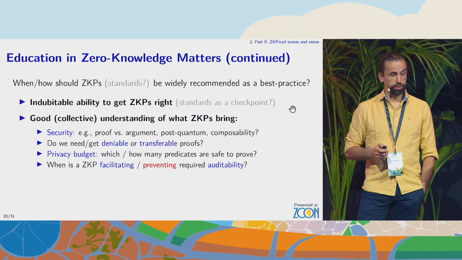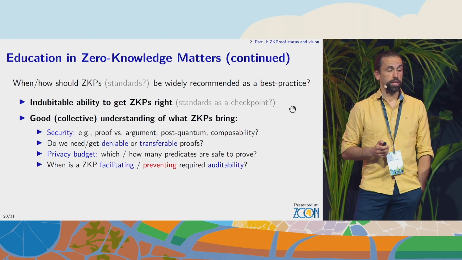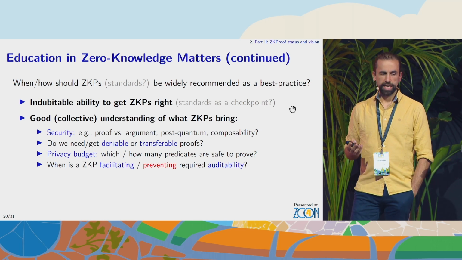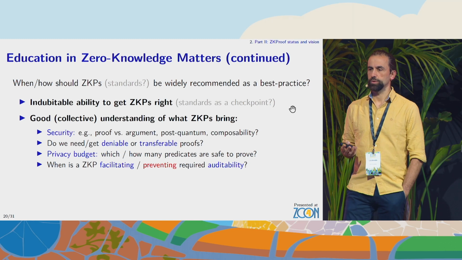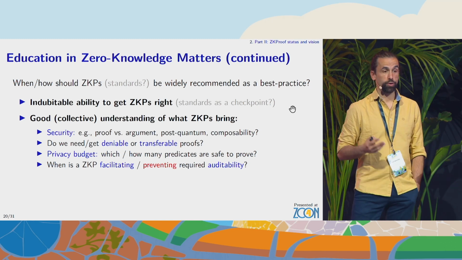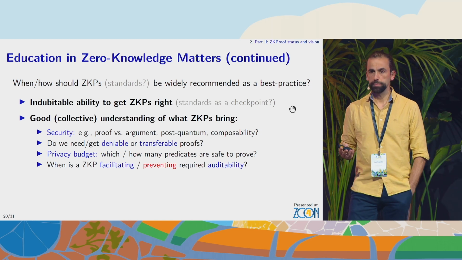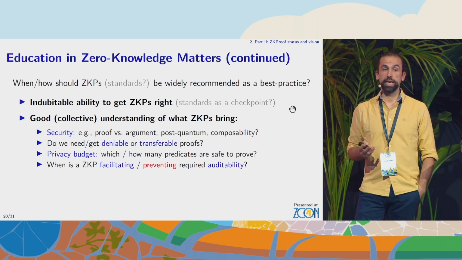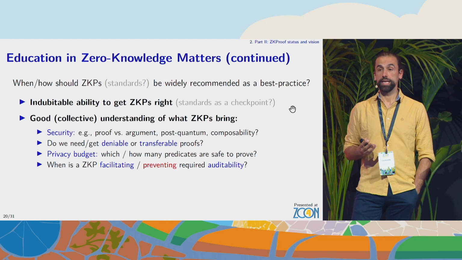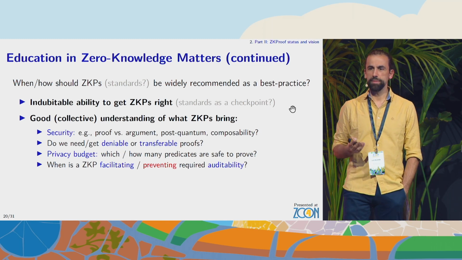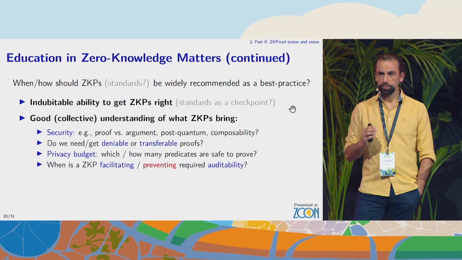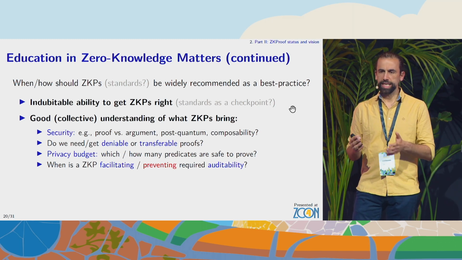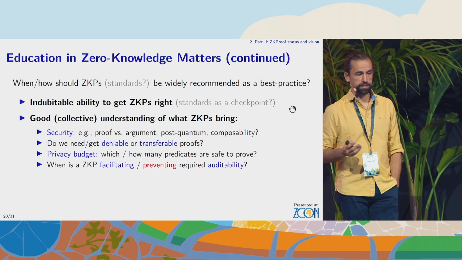Maybe two suggestions here of things to consider. Well, probably we should recommend it widely only when we're sure that we can get ZKPs right. And we can get them right not only the cryptographers, but whoever is going to implement them and whoever is going to use them. And here maybe we can consider standards as a checkpoint. It turns out that we actually don't really have main standards for ZKPs. So maybe we still have to do that little step that will represent that we can already get something right, at least some kind of consensus.